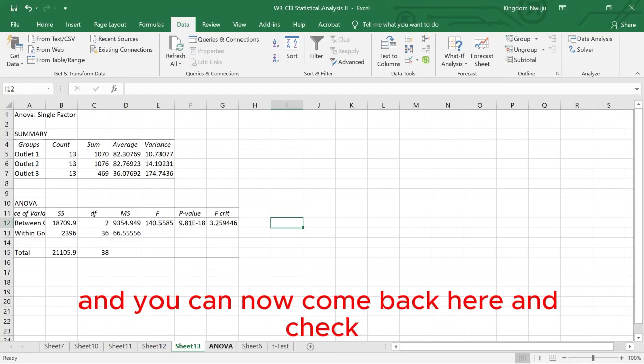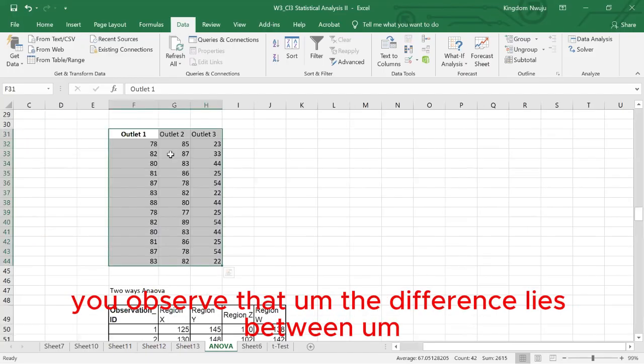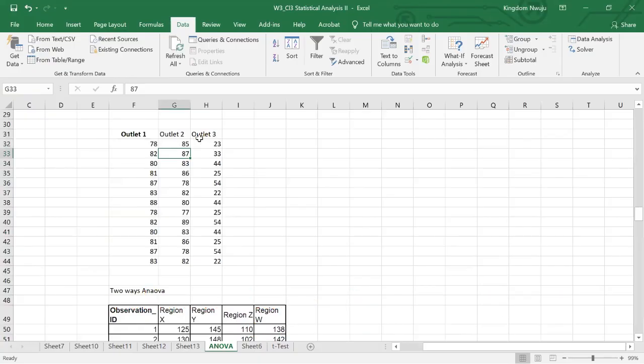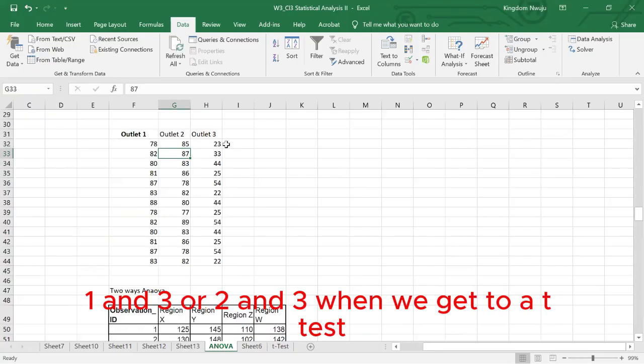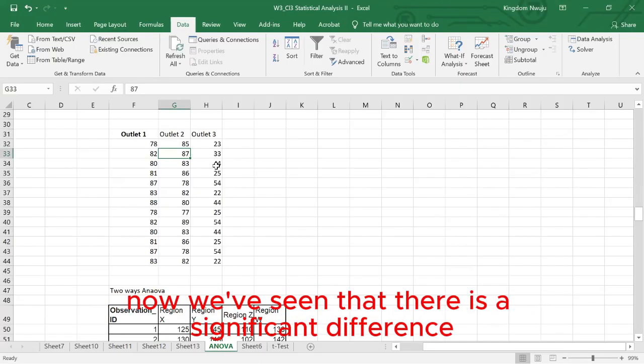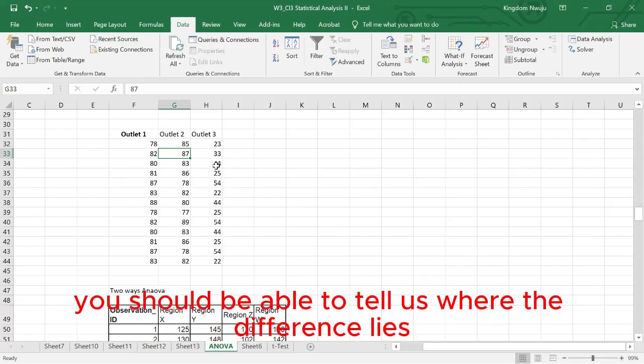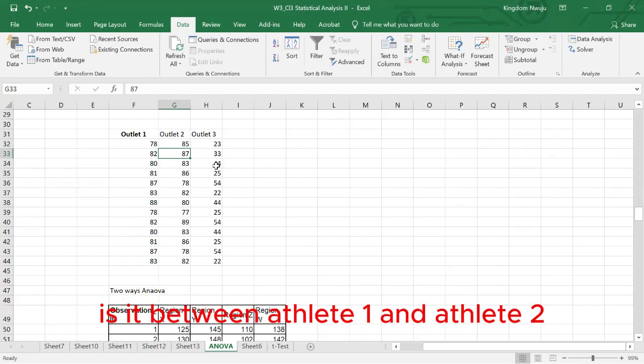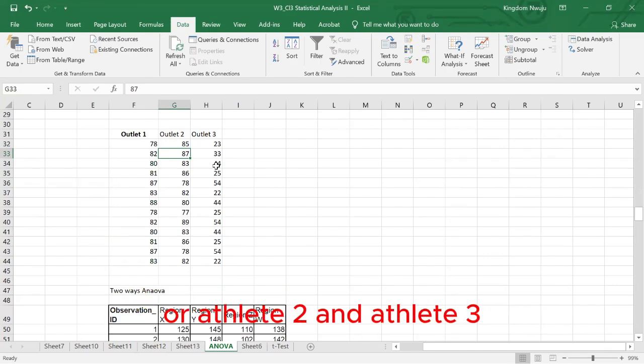And you can now come back here and check. You observe that the difference lies between 1 and 3 or 2 and 3. When we get to t-test, we'll come back to these results to find out. Now we've seen that there's a significant difference. It should be able to tell us where the difference lies. Is it between outlet 1 and outlet 2, or outlet 2 and outlet 3?